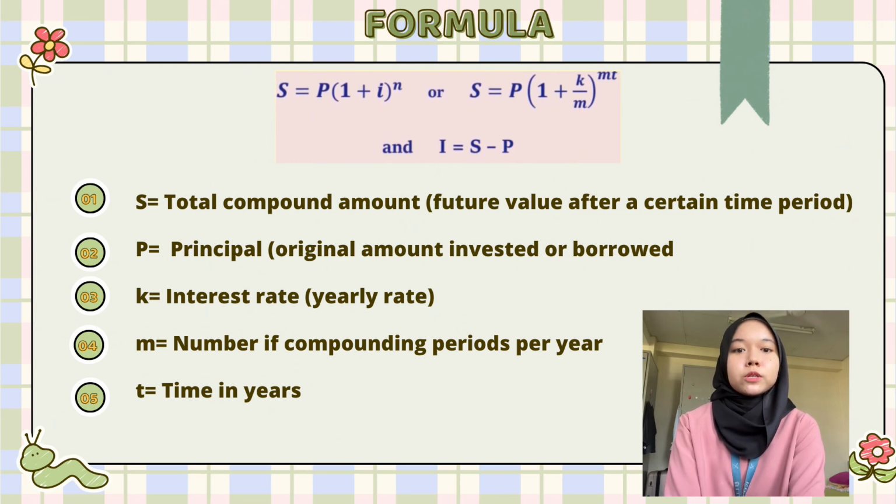The meaning of those symbols: S is the total compound amount, the future value after a certain time period. P is the principal, the original amount invested or borrowed. K is the interest rate, the yearly rate. M is the number of compounding periods per year. And T is the time in years.